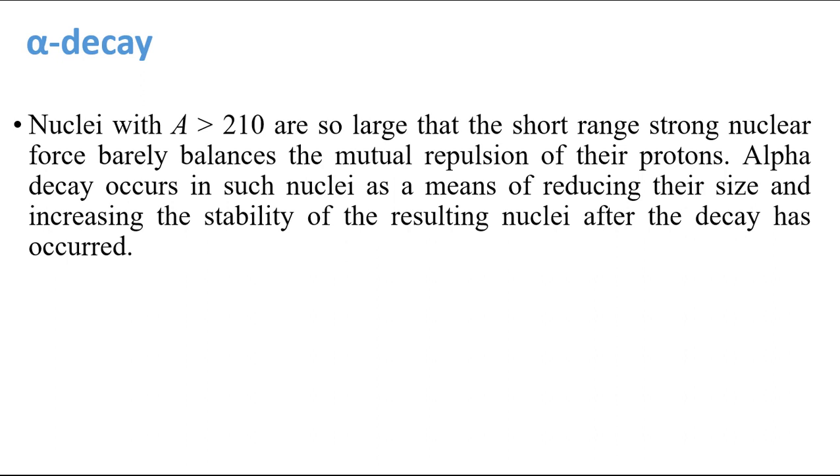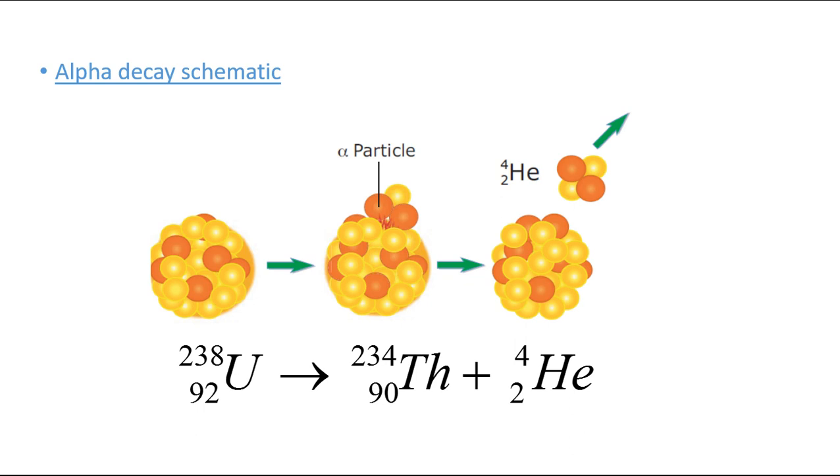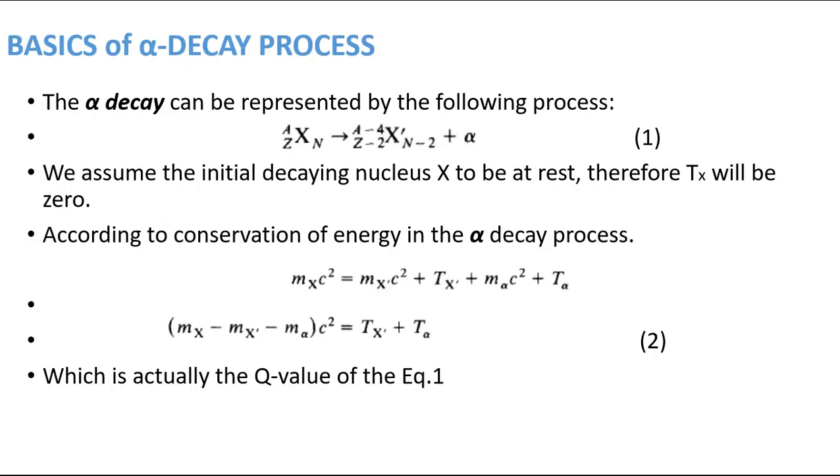By reducing their size, they become stable, and the strong nuclear force becomes dominant. By reducing their size through the emission of the alpha particle, they increase the stability of the resulting nucleus, the daughter nucleus. So this is an example of alpha decay: uranium-238 is decaying into thorium-234 with the emission of a helium particle.